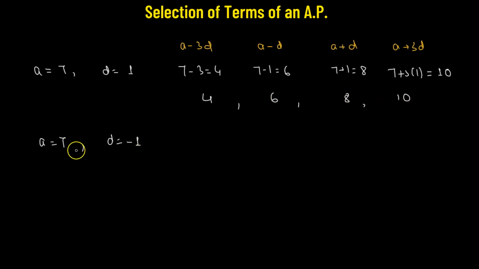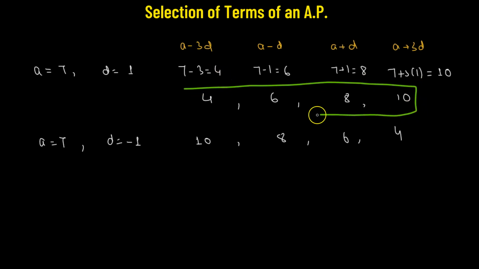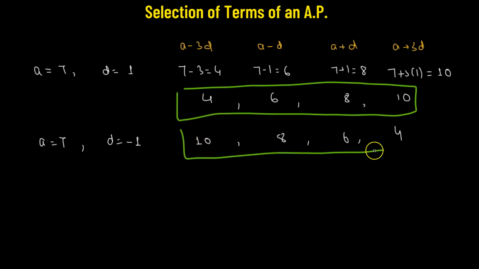And also using A equals 7 and D equals negative 1, we find that these numbers are going to be 10, 8, 6, and 4. So these are the two sets of four numbers. Both of them are in AP, and both of them follow the condition that their sum is equal to 28 and the sum of their squares is equal to 216.